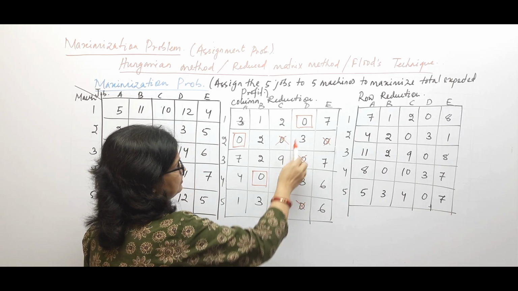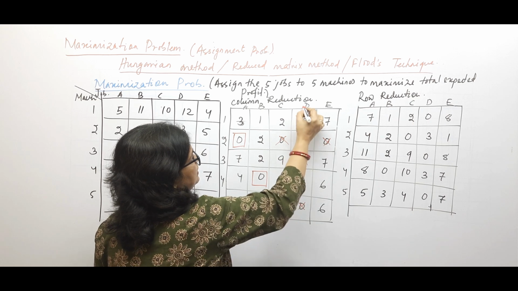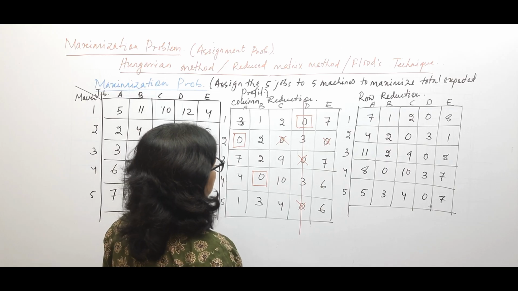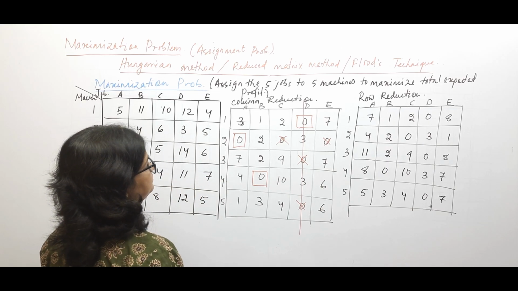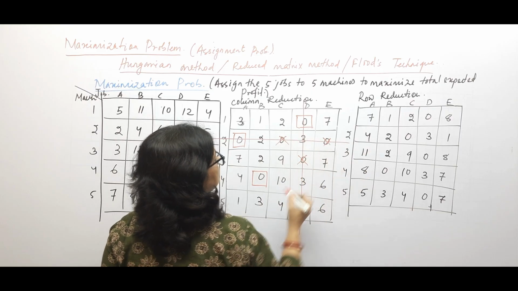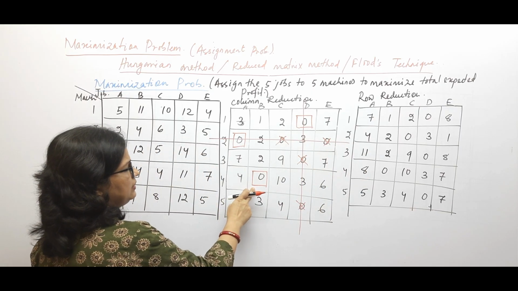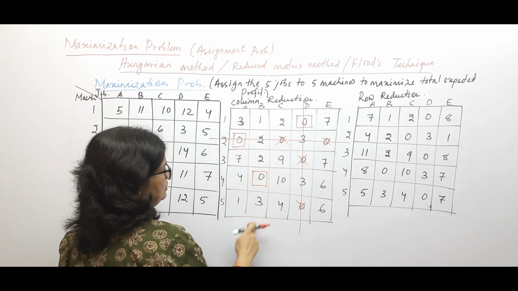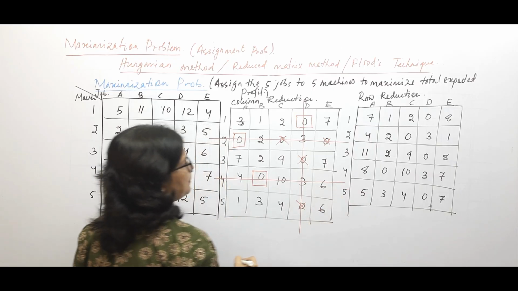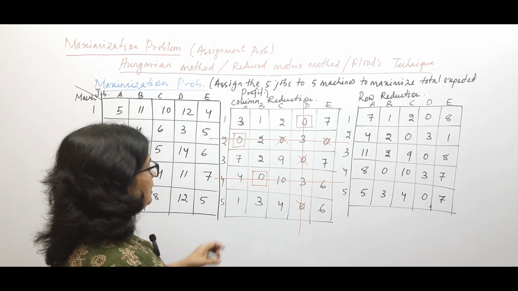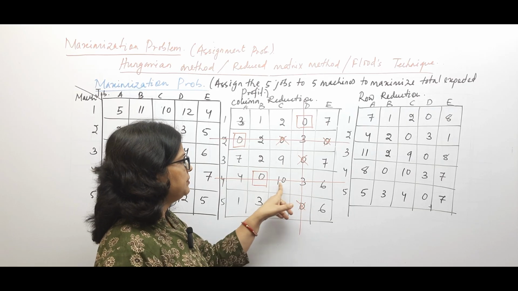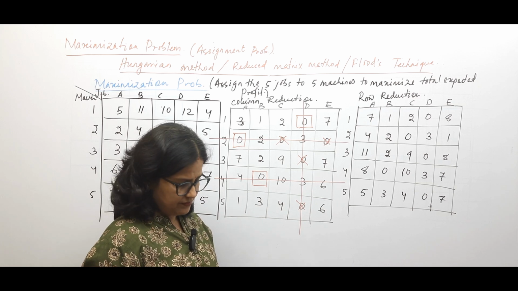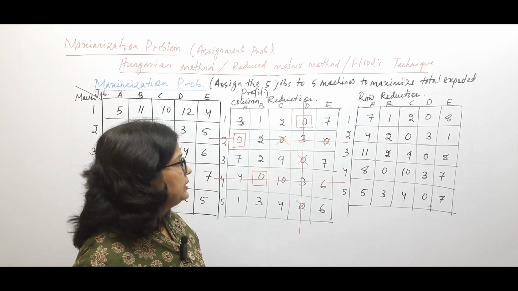If you see here, we have maximum 0s here. So we can put a line here like this. Then we can put another line here like this. Another line here we can draw to cover this 0, either this way or this way. Let us do it this way. So now we have 3 assignments and the minimum number of lines is also 3. So let us go for the further step.